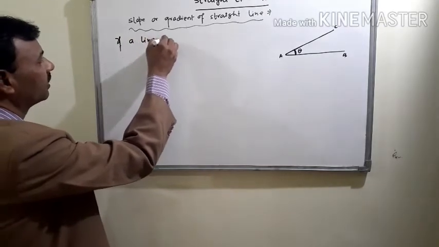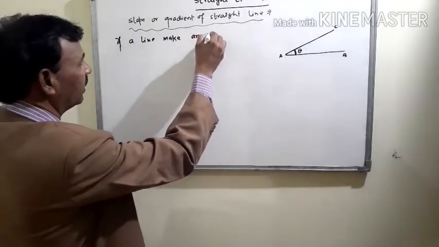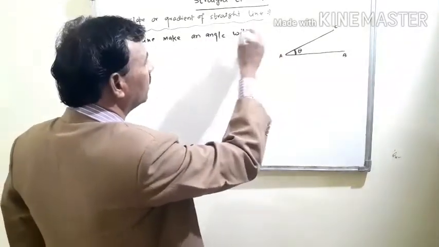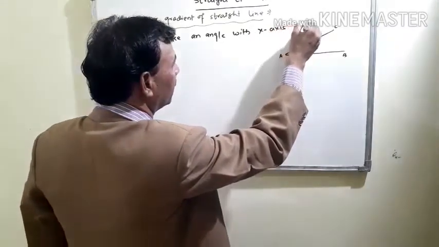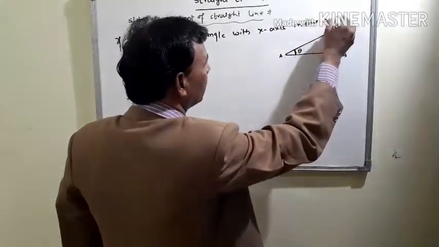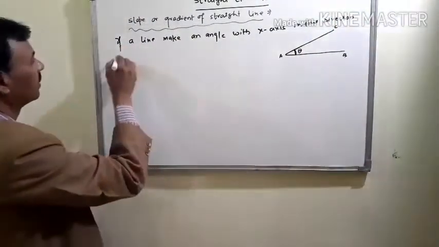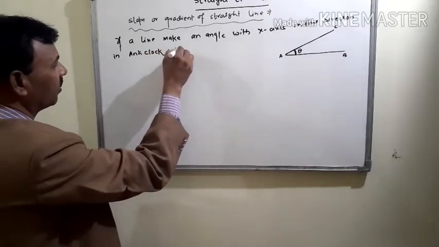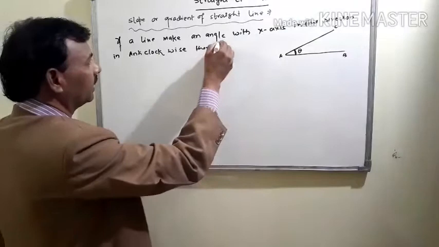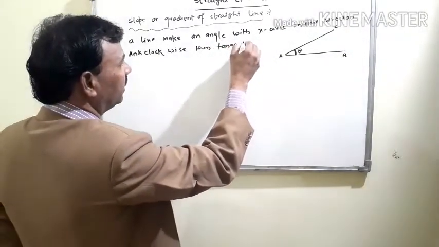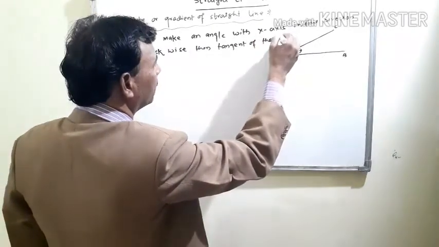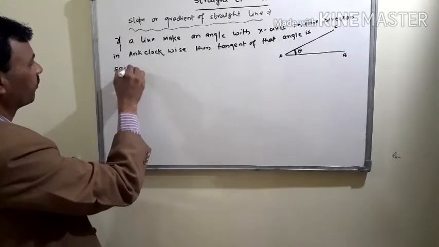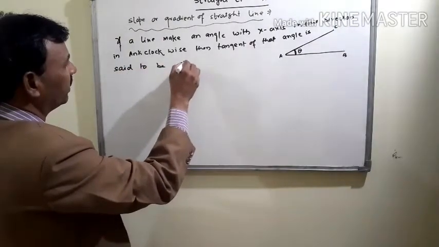If we write the definition: if a line makes an angle with the x-axis in the positive direction, in anti-clockwise, then the tangent of that angle is said to be the slope of that line.